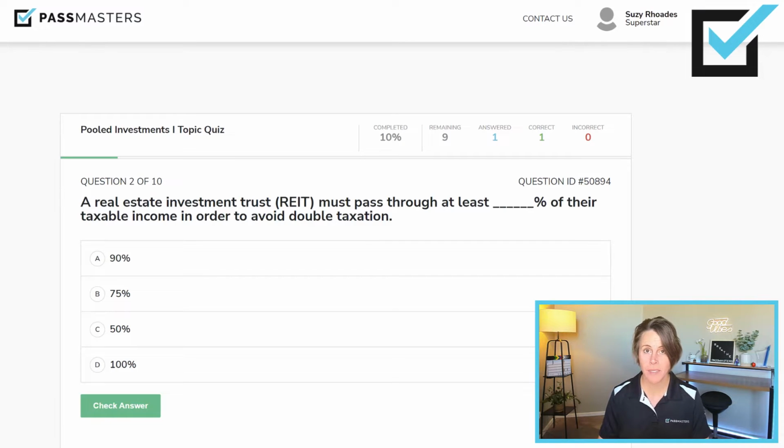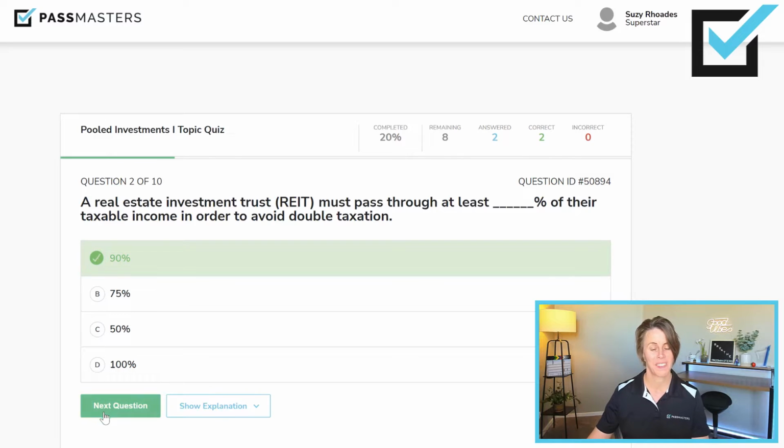A real estate investment trust, commonly called a REIT, must pass through at least what percentage of their taxable income in order to avoid double taxation? This is what's called the Conduit theory, Internal Revenue Code, subchapter M. It applies to pooled investments. The requirement is that they must distribute at least 90%. But what is this talking about? I have to write some things down for you.